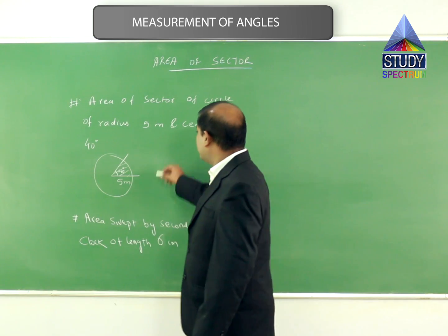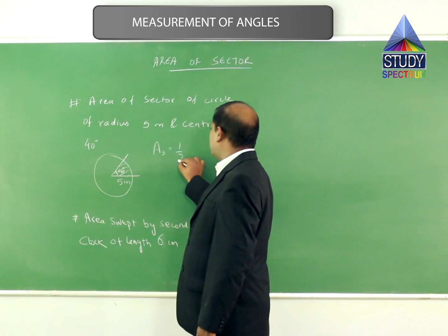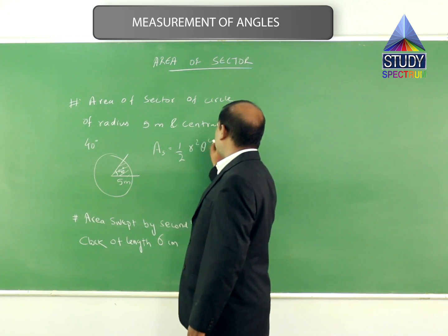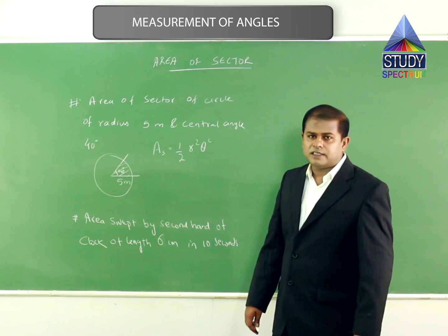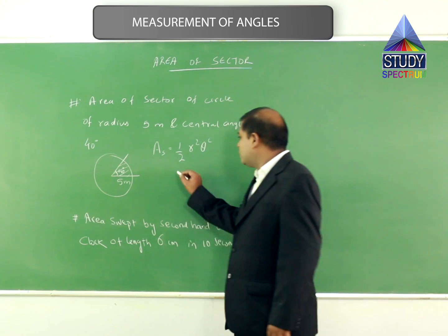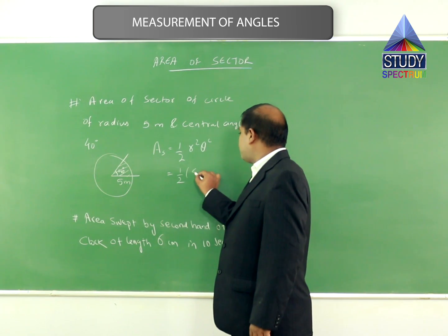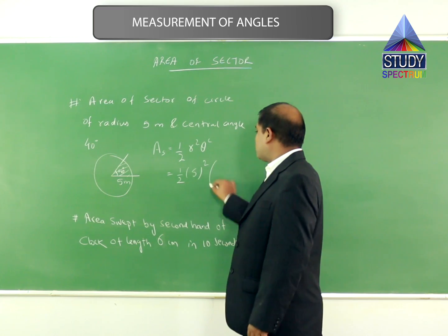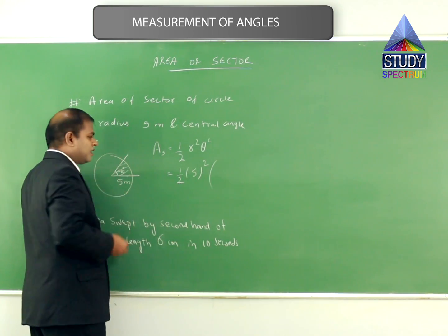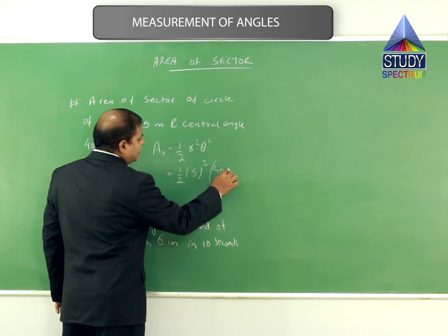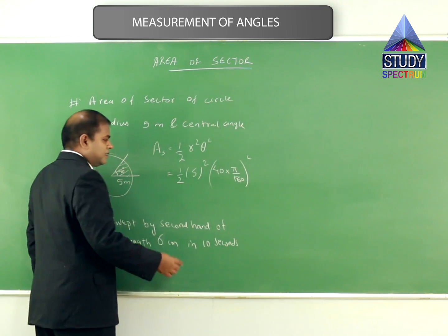So how do you use our formula? Area of sector we have just stated is what? Half r square theta in radians. So area of sector is half r square theta, where theta is measured in radians. So let's put the values. Half, radius here is 5 square, theta here is what? 40 degrees, but we want the measure of this angle in radians. So 40 degrees into pi by 180, this is in radians.